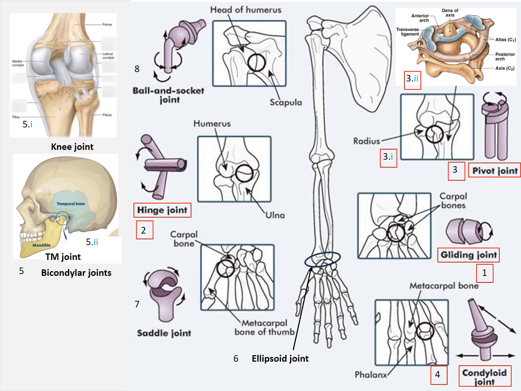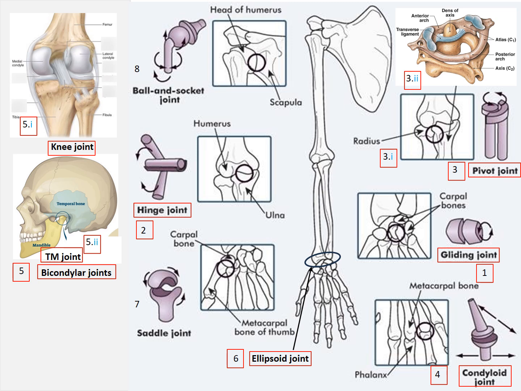Number four, condylar joints. Examples are metacarpophalangeal joints. Number five, bicondylar joints. Two condylar joints either within a single capsule or two separate capsules. The first example is the knee joint, and for the second it is temporomandibular joints.